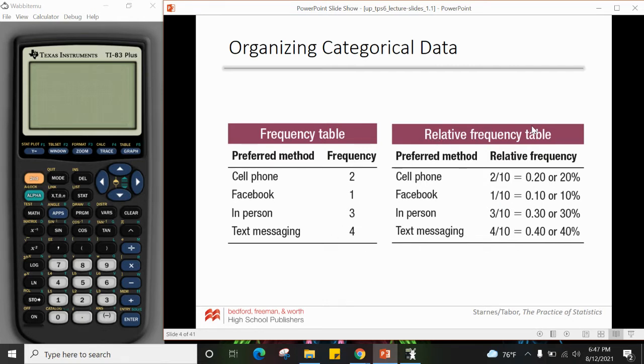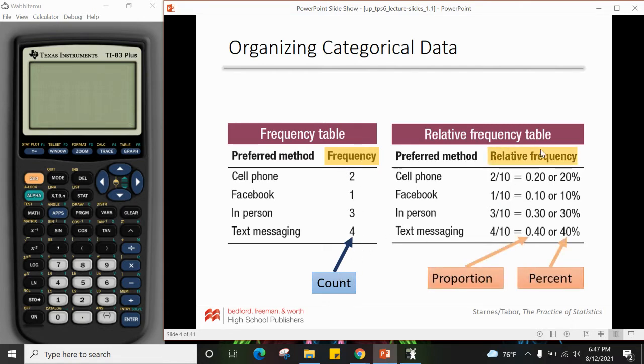A relative frequency table is, well, relative. It's relative to the whole group or the total. So what it's going to do is take those frequencies and put them over the total. There's 10 pieces of data here, 10 individuals they chose from. And so the relative frequency would be 2 out of 10, 1 out of 10, 3 out of 10, and so forth. So the frequency table gives the count. The relative frequency gives the proportion as a decimal or a percent.